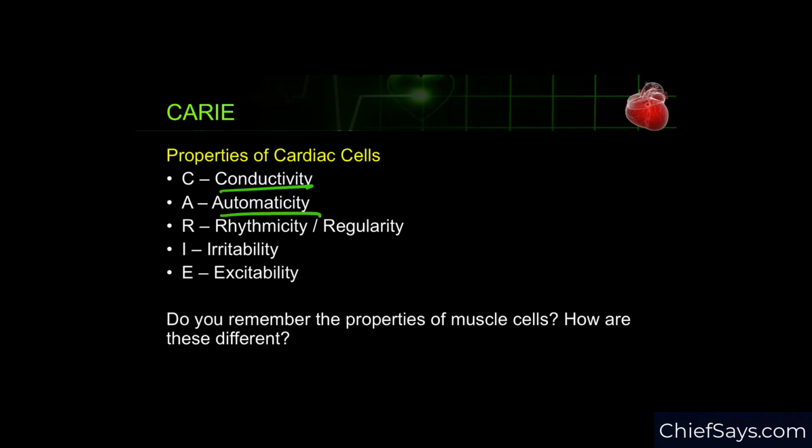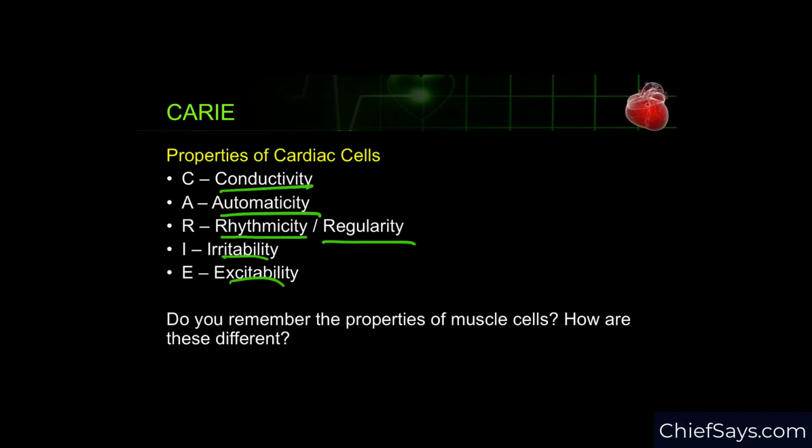Automaticity, this is the ability to create your own beat. You can create your own beat by automating it. You don't have to rely on the other signal. So this allows the AV node to create its own beat as a secondary pacemaker and the Purkinjes to do the same. Rhythmicity and regularity kind of highlights that this occurs as a sequence of events that repeats itself. And so it does have a rhythm associated with it that we can observe both on the ECG, and if it's perfusing, we'll feel as a pulse.